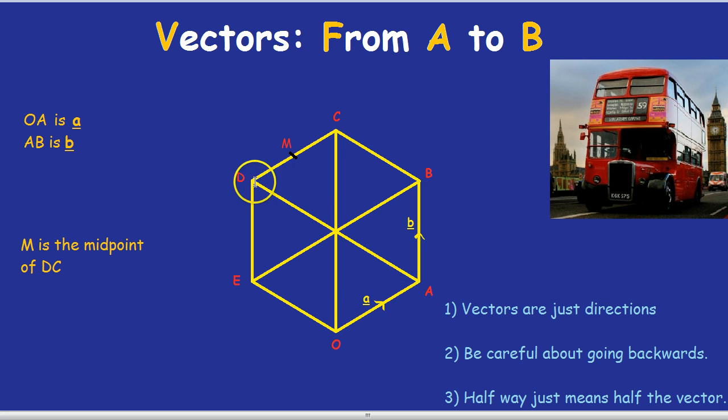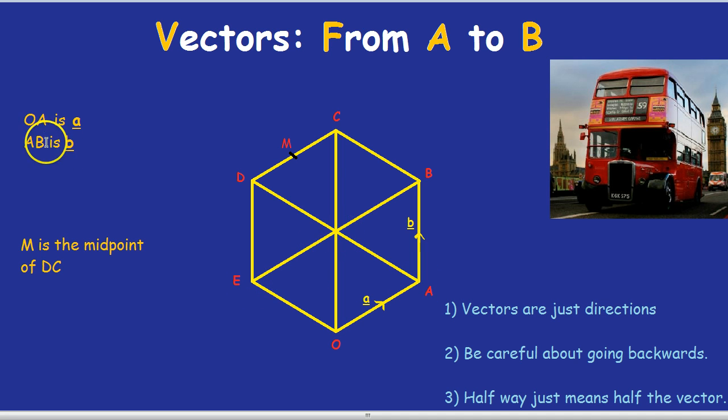For example, D to C. That's the same direction, parallel to O and A, so that would also be a. Or perhaps from the middle here to B, that would also be a. It's the same length and the same direction, so it's the same vector as a. a doesn't just mean this line here, it means any time you go that same distance in that same direction.